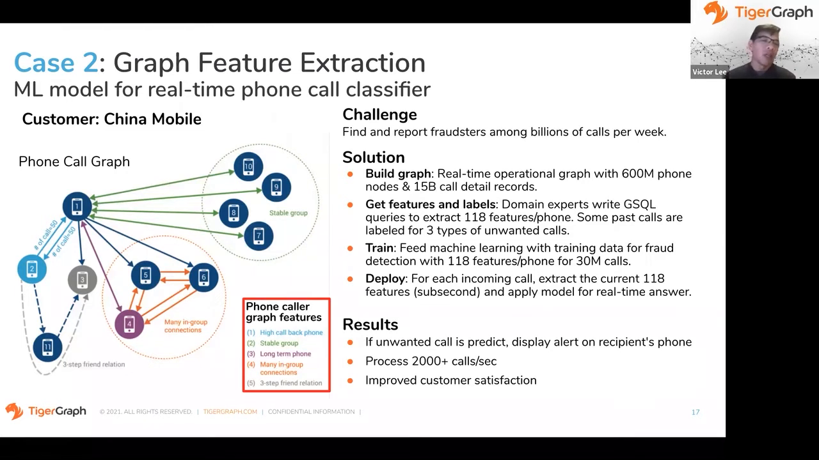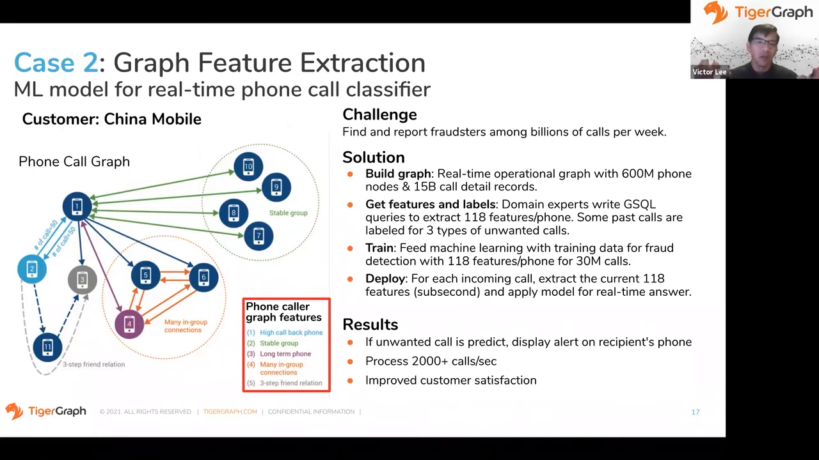So, for example, China Mobile used this graph technique for real-time phone call classification. They had, over the years, identified 3 types of unwanted calls, and they wanted to provide their customers with real-time alerts. American phone companies are doing the same thing now. I know Verizon does this, where on your phone, you will see an alert if this is a suspicious caller. Well, this is one way that that is done.